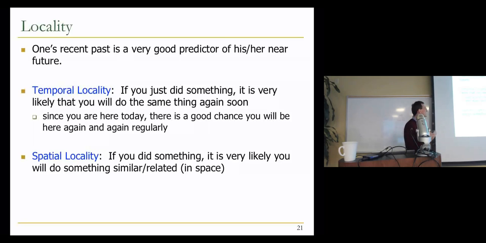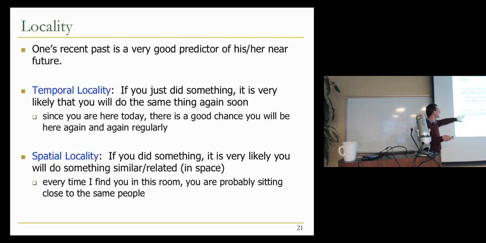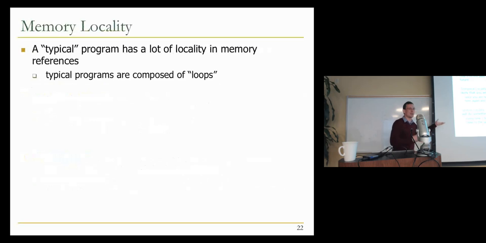Okay, spatial locality. It says that if you did something, it's very likely you will do something similar or related, at least in terms of space. This is in terms of time. This is in terms of space. And my analogy to where you sit is, every time I find you in this room, you're probably sitting in the same place and close to the same people. That's true also, right? So that works. The computers operate in a similar way, basically.